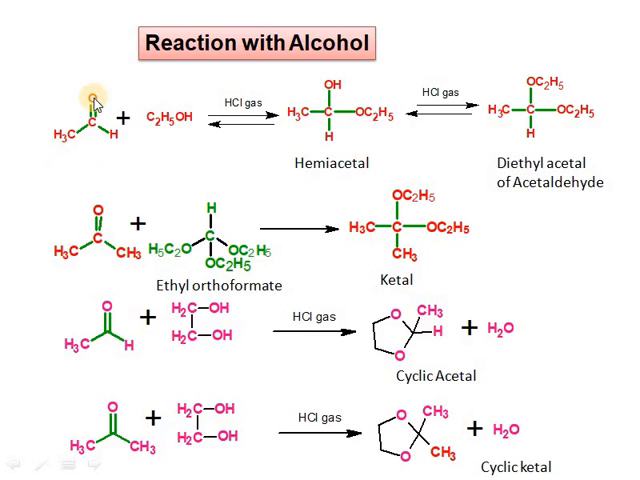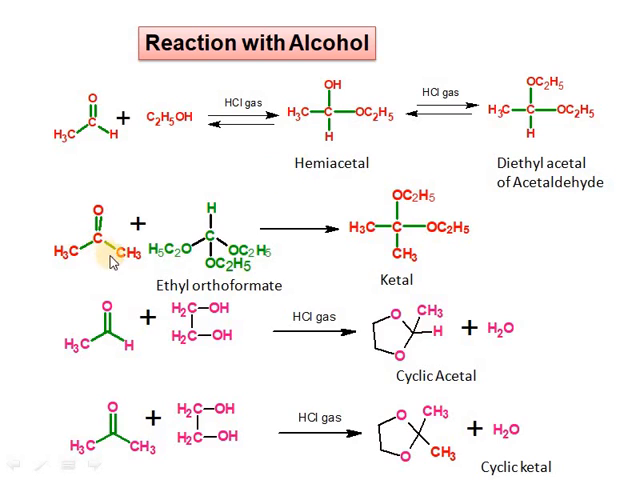For example, acetaldehyde can be treated with alcohol in HCl gas. The lone pair of this oxygen attacks the carbonyl carbon and forms O minus, which converts to OH after taking up the proton, to form the hemiacetal. This hemiacetal can be treated with HCl gas to convert this OH, replaced by OEt. So another alcohol molecule can add to this carbon to form the diethyl acetal of acetaldehyde.